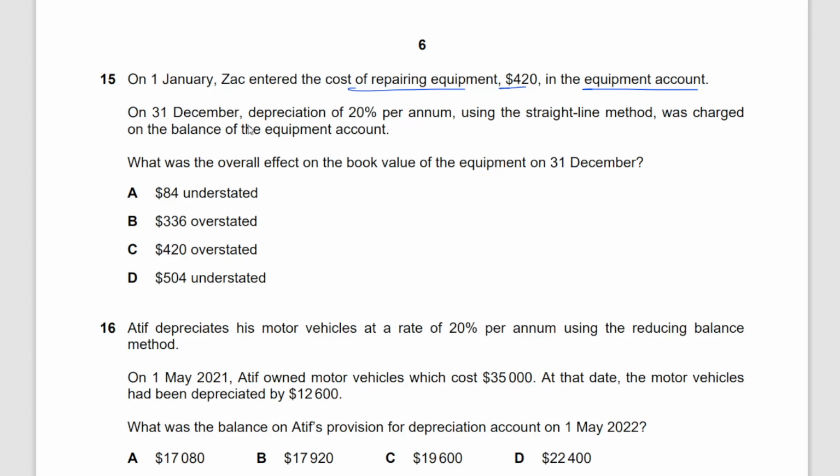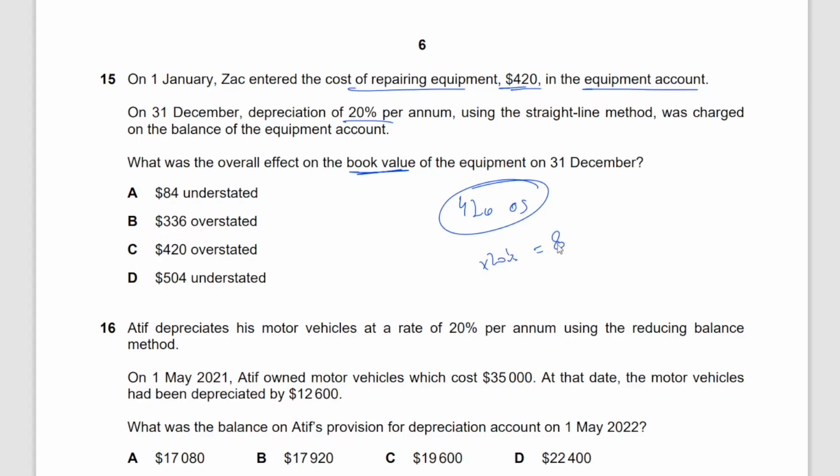On 31st December, depreciation of 20% per annum using the straight line method was charged on the balance of the equipment account. 20% of this was also taken, which was never supposed to be taken. What was the overall effect on the book value of equipment on 31st December? Now, 420 was the effect. Yes, true. However, we deducted 20%. And so now the remaining effect is, 420 is overstated, but then we took away 20% of that. So 20% of that is 420 times 20%, 84.